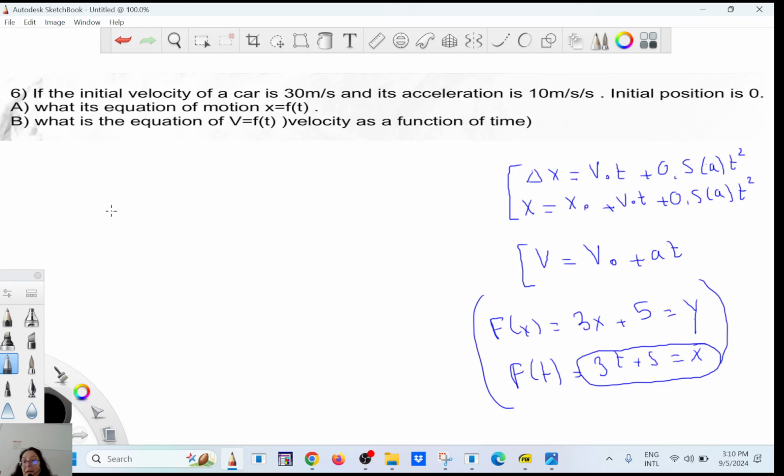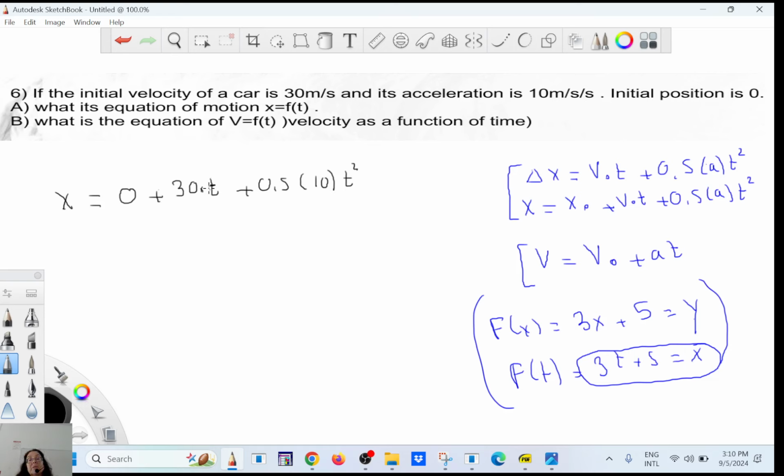Step by step. X equals, do we have the initial position? 0. So I'm going to put a 0 plus, do we have an initial velocity? So 30 times t. Okay, it's an equation of time. Plus 0.5. What's going to be the acceleration? 10 t squared.